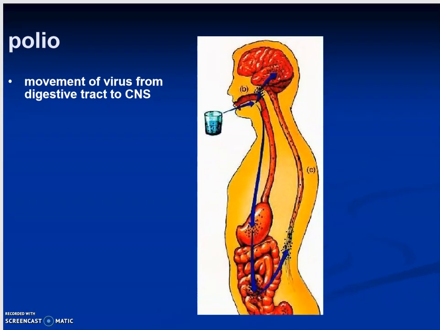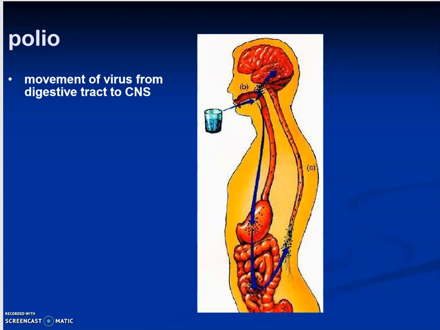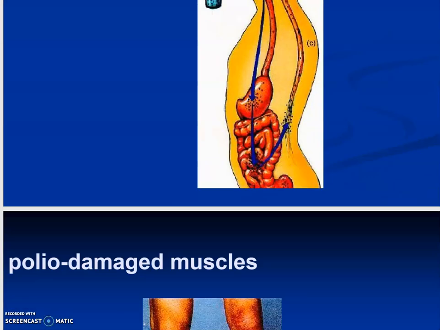And here is a diagram showing the movement of the virus from the digestive tract to the central nervous system. So it is ingested, goes through the digestive tract, leaves the digestive tract, and then infects the central nervous system, where it can destroy motor neurons, for example.